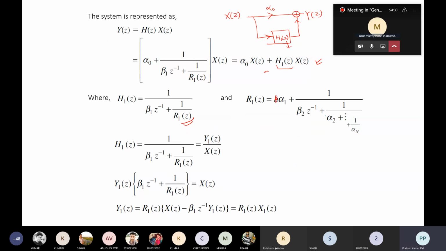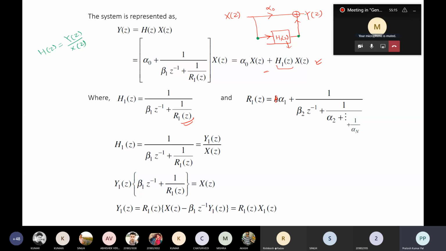So from there we can find this r1, and it will keep on going up to alpha n. So once we have replaced these values, h1 of z, like h of z was given by y of z divided by x of z. Similarly, h1 of z is given by y1 of z divided by x of z. So from the structure, this is the h1, this is the input, and this is the output.